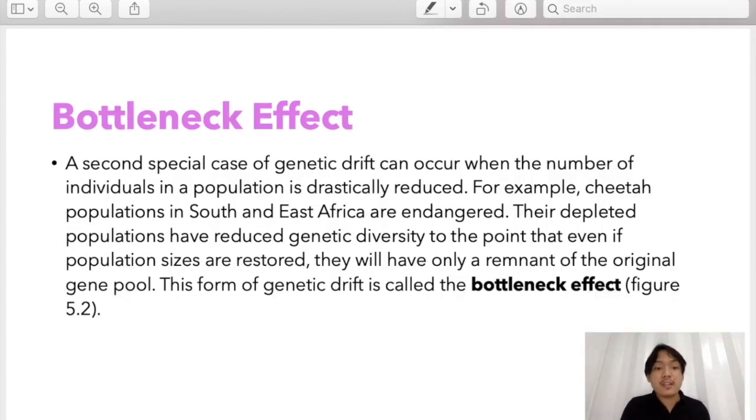Another special case of genetic drift can occur when the number of individuals in the population is drastically reduced. For example, cheetah populations in South and East Africa are endangered. Their depleted populations have reduced genetic diversity to the point that even if population sizes are restored, they will only have the remnant of the original gene pool. So this form of genetic drift is called the bottleneck effect.